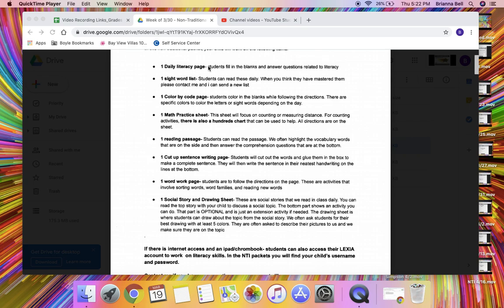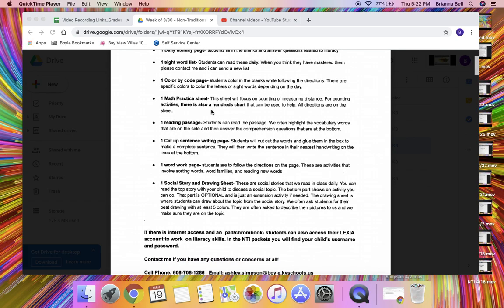1 daily literacy page. Students fill in the blanks and answer questions related to literacy. 1 sight word list. Students can read these daily. When you think they have mastered them, please contact me and I can send a new list. 1 color by code page. Students color in the blanks while following the directions. There are specific colors to color the letter or sight words depending on the day.